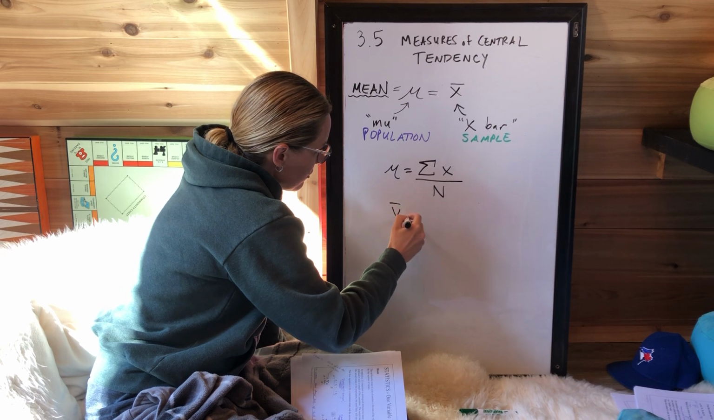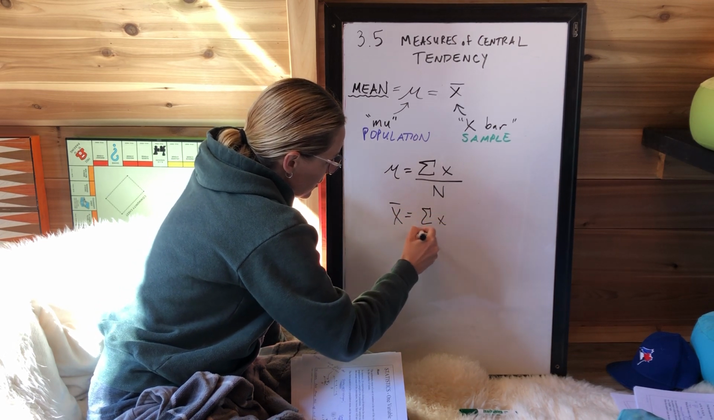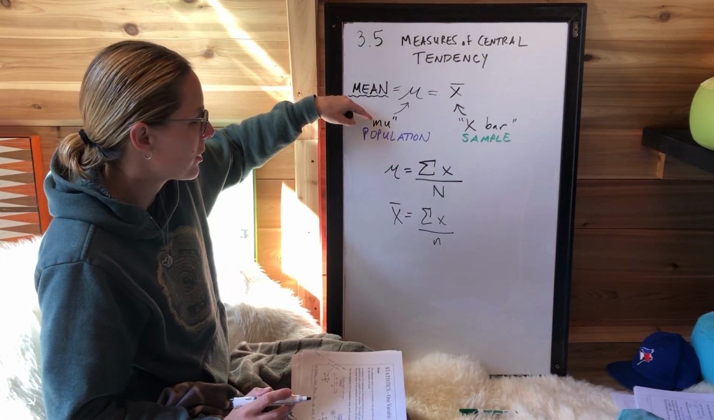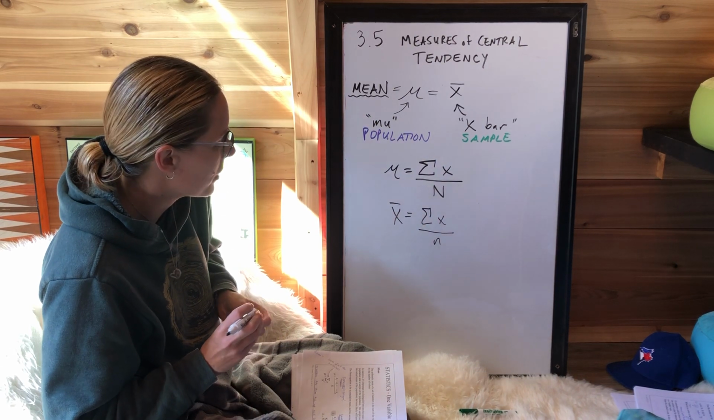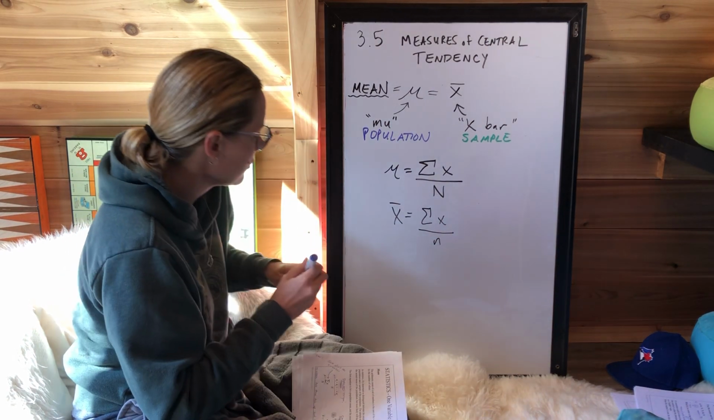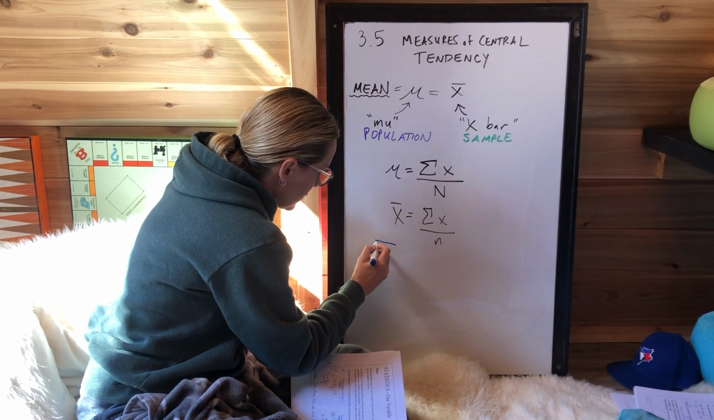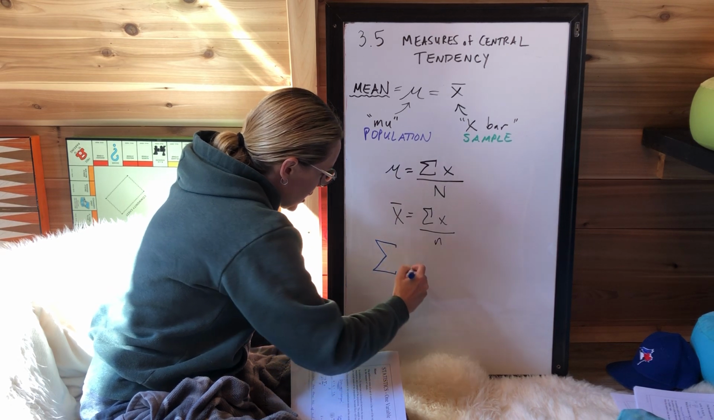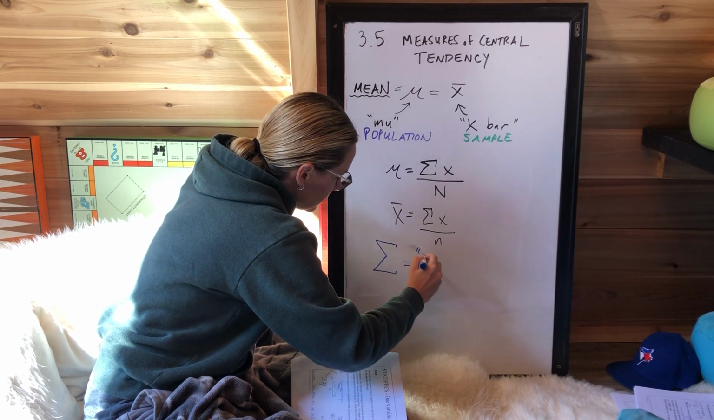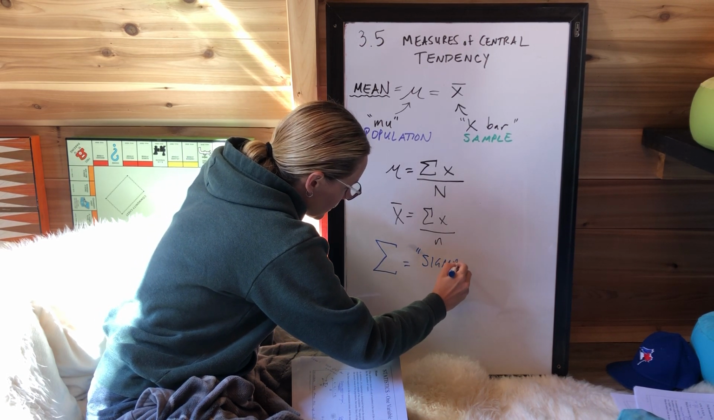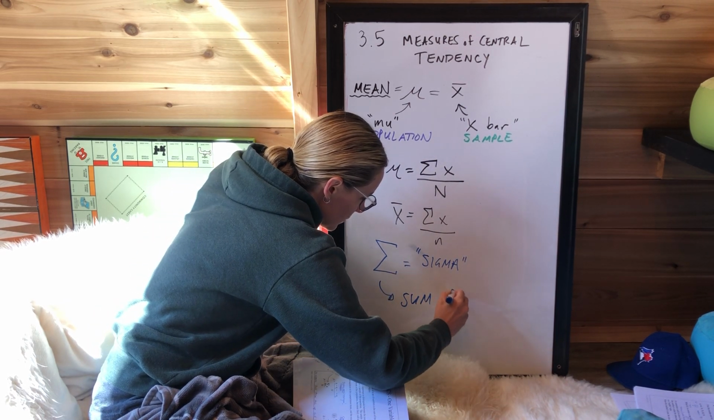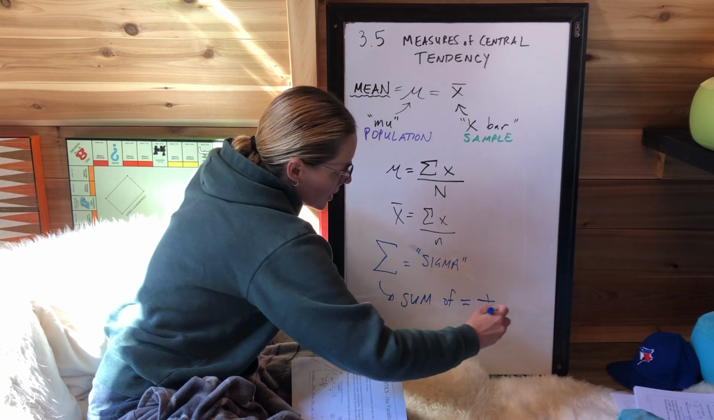X bar looks a little bit different only because we consider this a small case n. Okay, small case n is the number of values in a sample, large capital N is the number of values in a population. So the one symbol you might not understand is this symbol right here. Okay, it oftentimes looks like that. This is a capital sigma. And what it's standing for is the sum of. And remember that sum is addition.